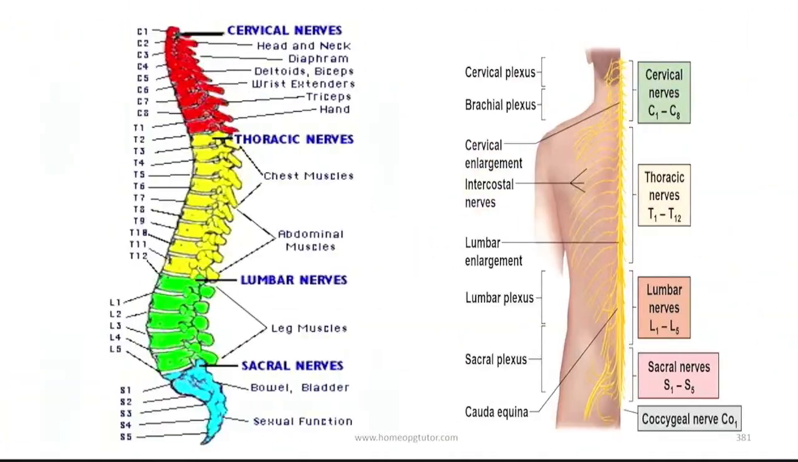Now, how many spinal nerves are there? We have 8 pairs of cervical nerves, 12 pairs of thoracic nerves, 5 pairs of lumbar nerves, 5 pairs of sacral nerves, and also one coccygeal nerve. That is what you need to remember: cervical nerves 8, thoracic nerves 12, lumbar nerves 5, sacral nerves 5, and finally coccygeal 1.